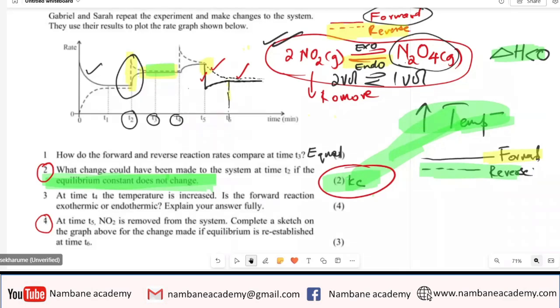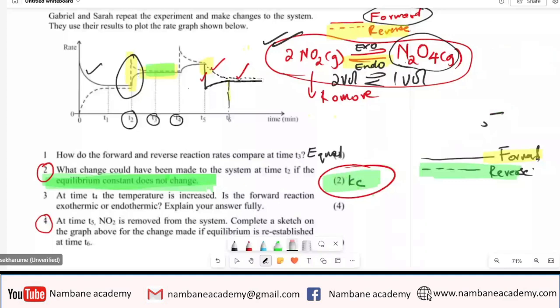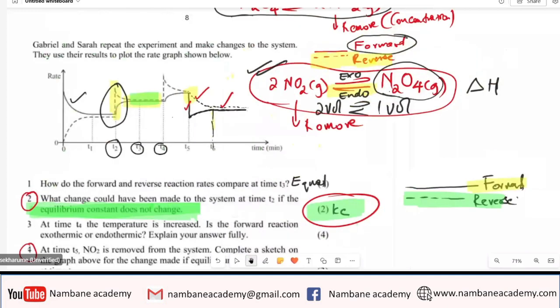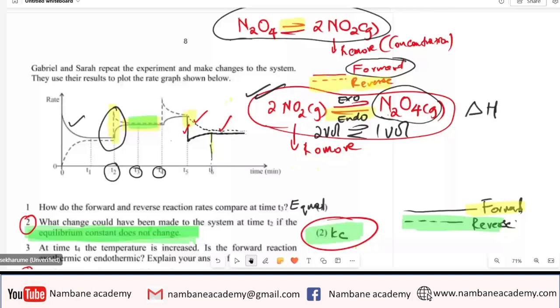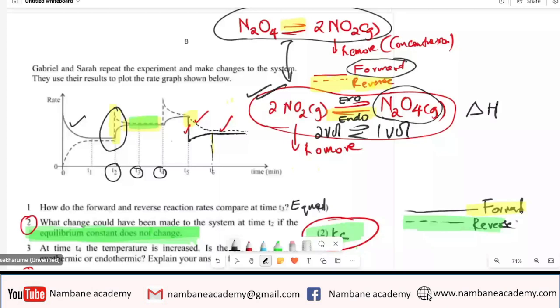So is it exo or endo? At T4, the delta H there. So is it delta H? So the delta H, I'm not sure which one is which in the reaction now. Let me try to see if I'm using this one. Increasing temperature, which side is favored?